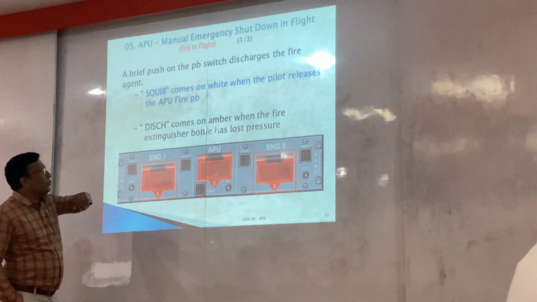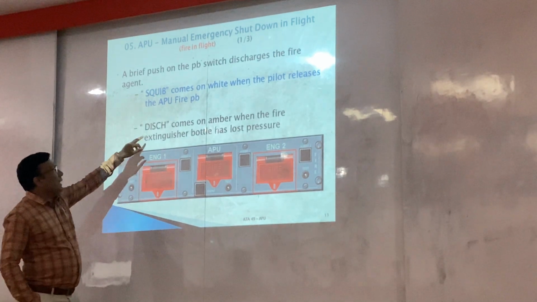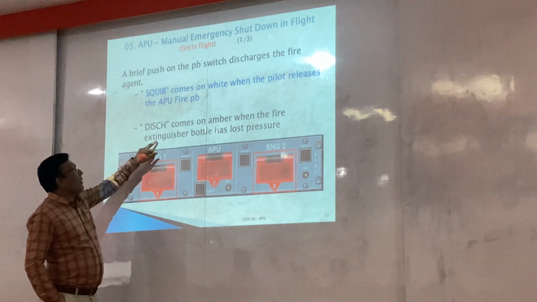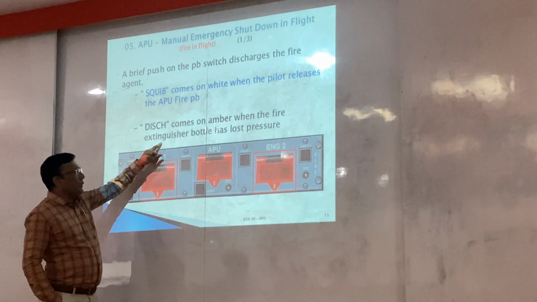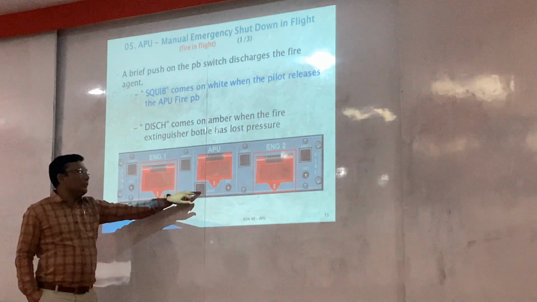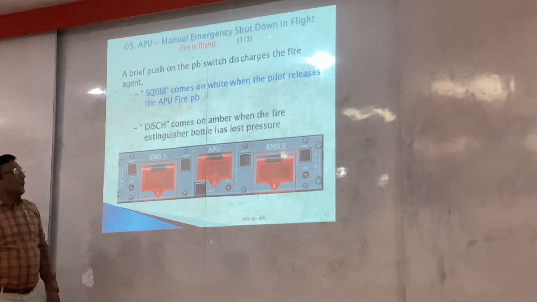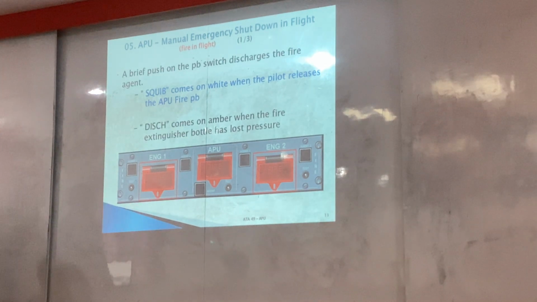Okay, this is the fire push button. Discharge comes on amber when the fire extinguisher bottle has lost pressure. The discharge light comes on here when the fire extinguisher bottle loses its pressure. This is the first of the 3 pages of fire in flight.